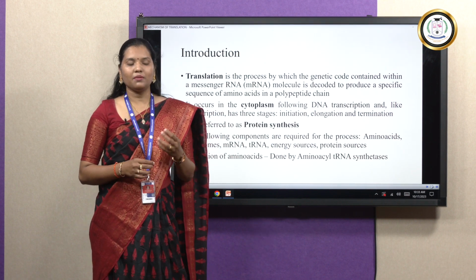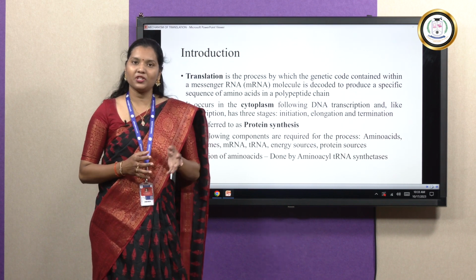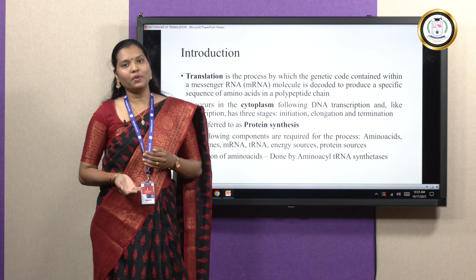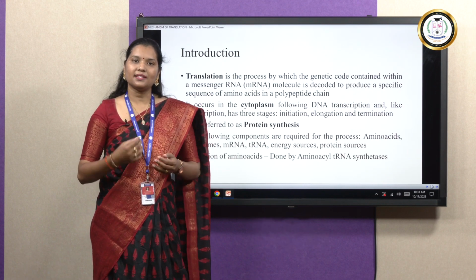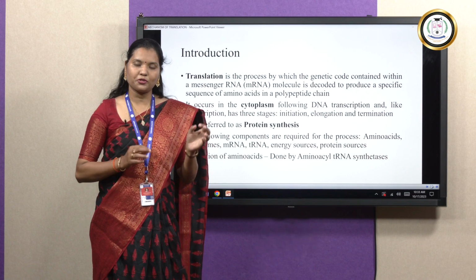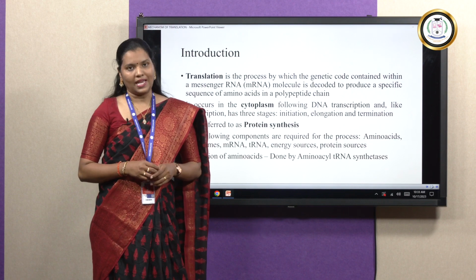Amino acids: we basically know that there are 20 amino acids and 10 are essential amino acids, which means they have to be acquired only through the dietary supplement, and the other 10 amino acids are synthesized by our own body. So there should be all the 20 amino acids present for protein synthesis to happen.